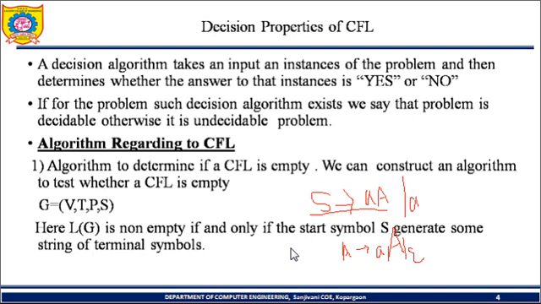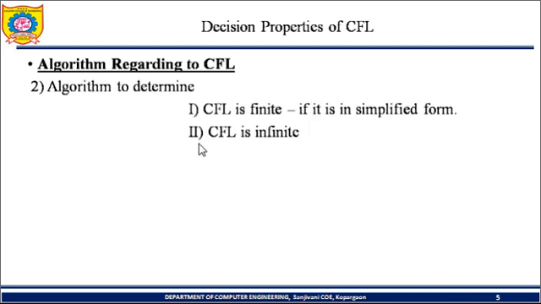If strings of terminals are not possible, like this: S tends to A, where A tends to B, this type of grammar, now strings of terminals are not possible. Here we cannot generate strings of terminals, so such a grammar, or such a CFL, is called an empty CFL. Now the second one is the algorithm to determine whether a CFL is finite or infinite.